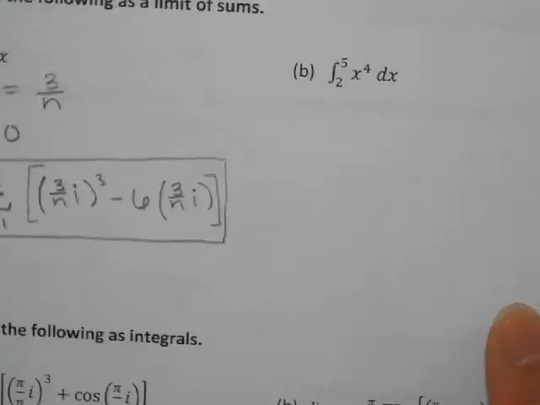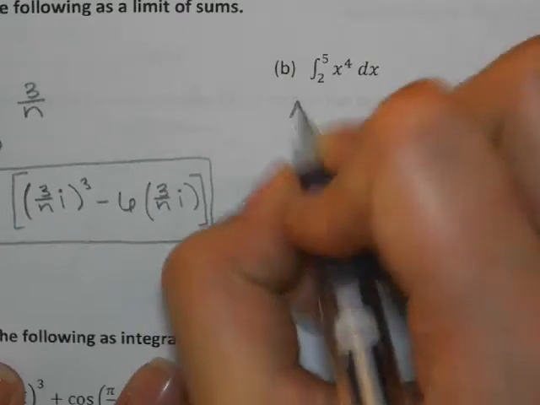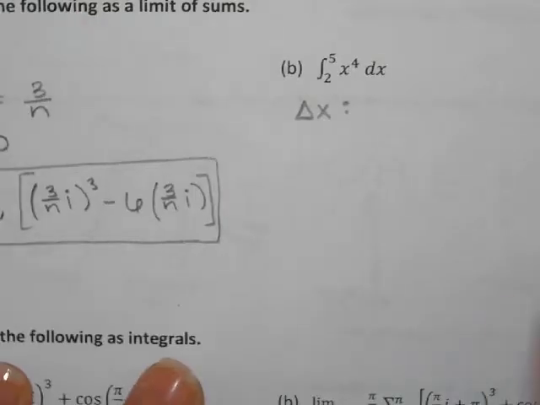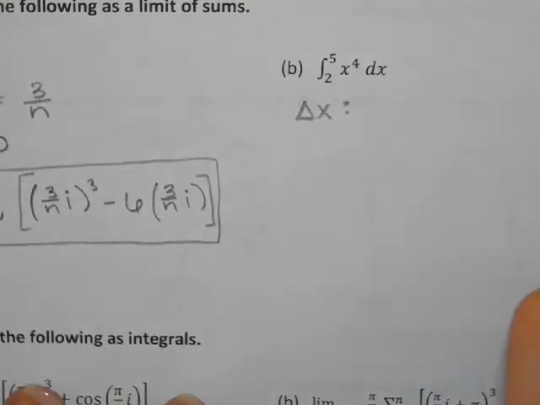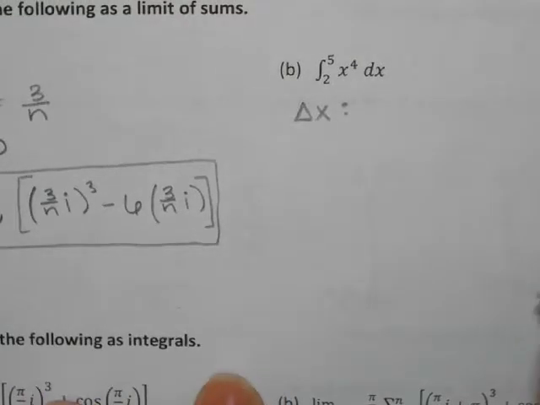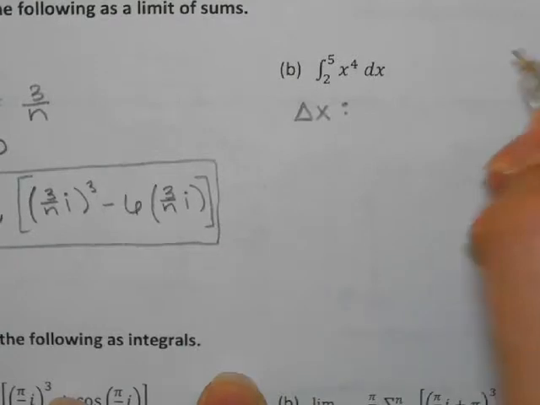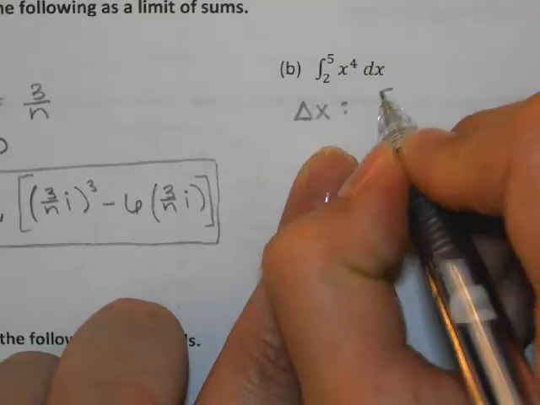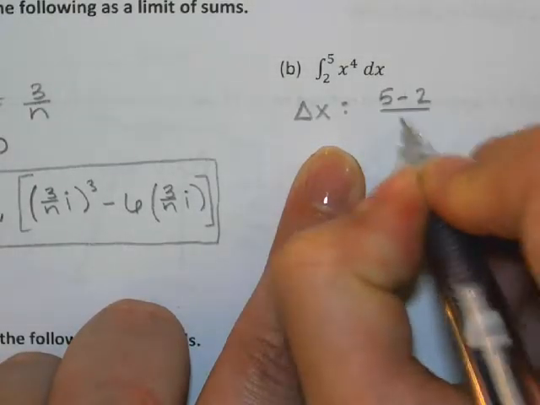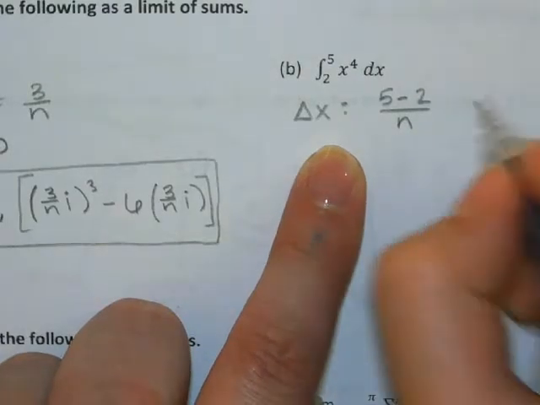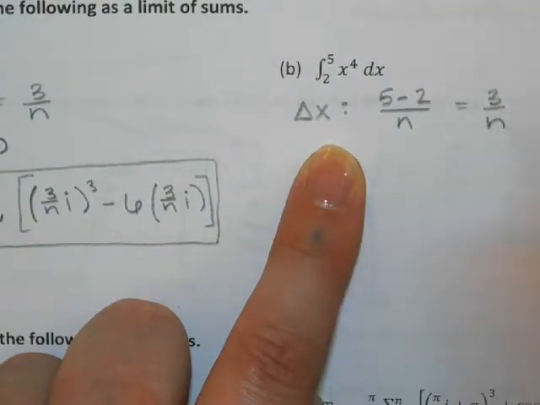Okay, let's look at this one. So our delta x is, again, 3 over n, but if we show our work, we're going to say upper bound minus lower bound divided by n, and that's how we get 3 over n again.